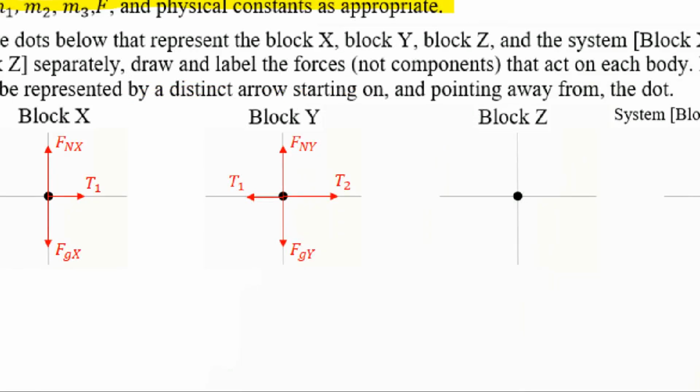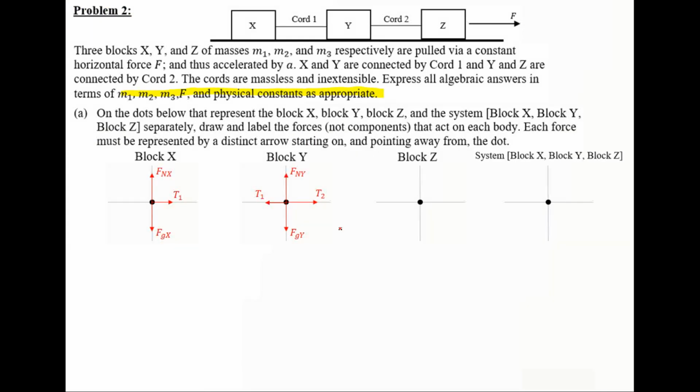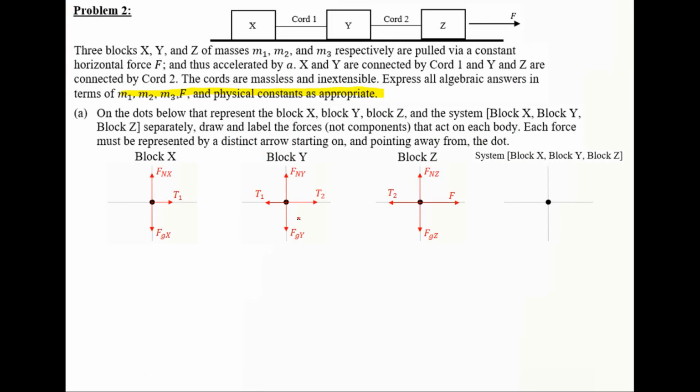And notice that I have represented T2 to be greater than T1, which reflects the fact that block Y would accelerate toward the right. Now for block Z, it will experience the pull of gravity, the normal push, the tension T2 to the left, and the pushing force F to the right. And notice that I have represented T2 and T2 with the same length.